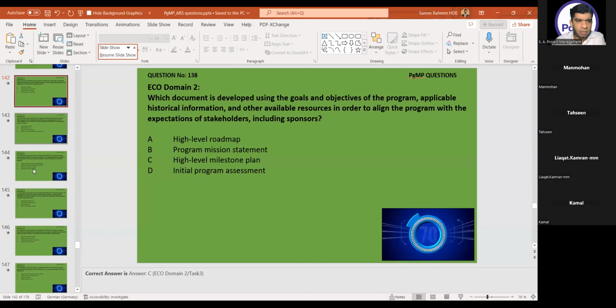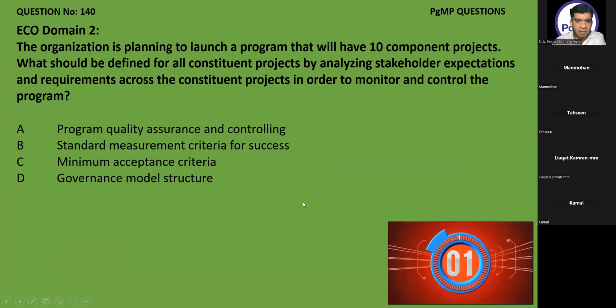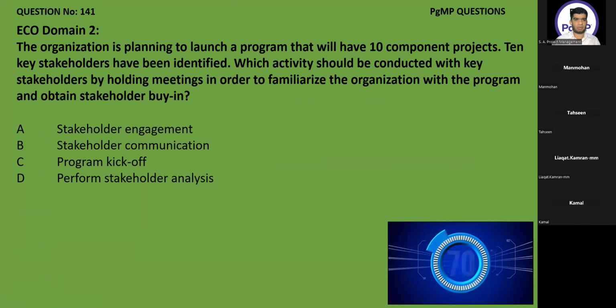So the correct answer for 140 is B, standard measurement criteria. Next, go to 141. Everybody can see question number 141, right? Yes, we can see.